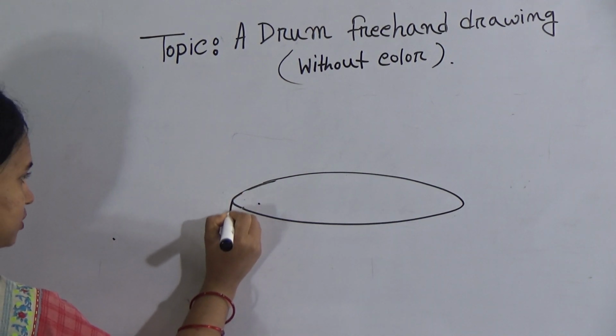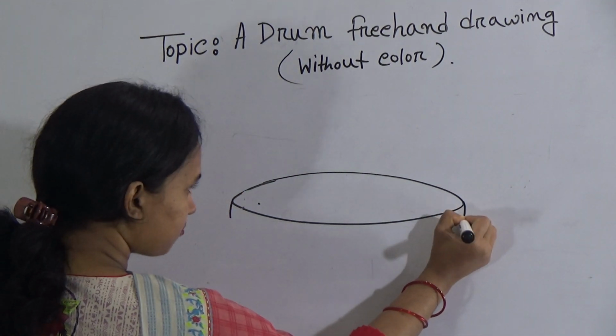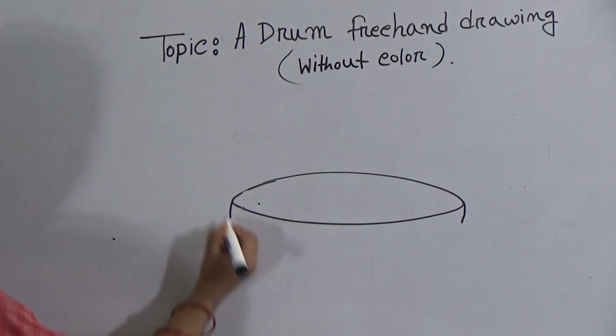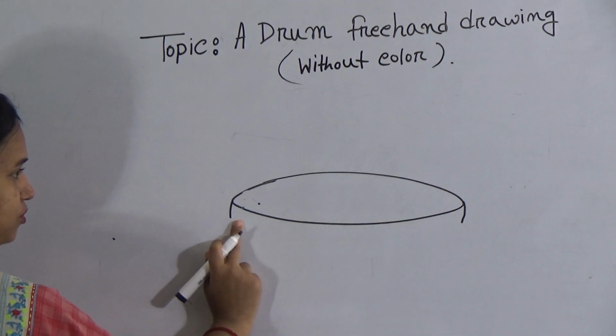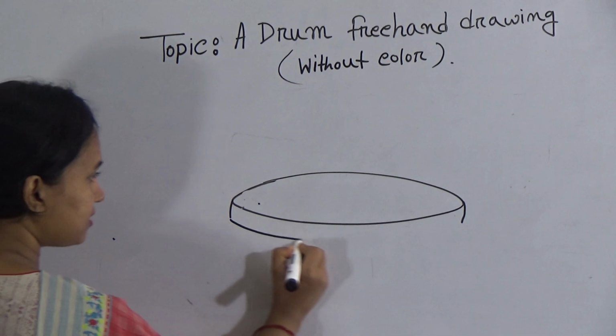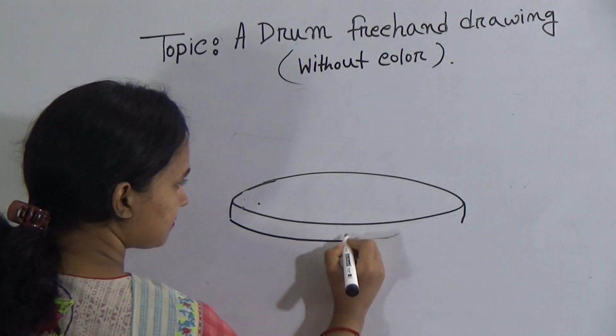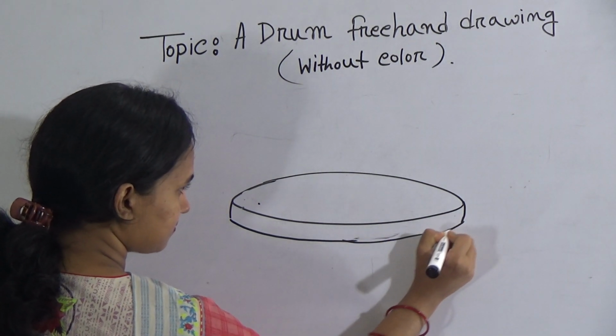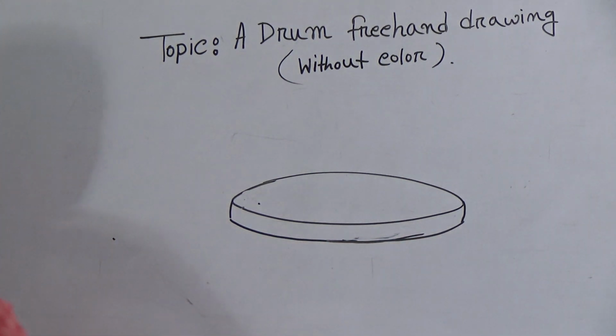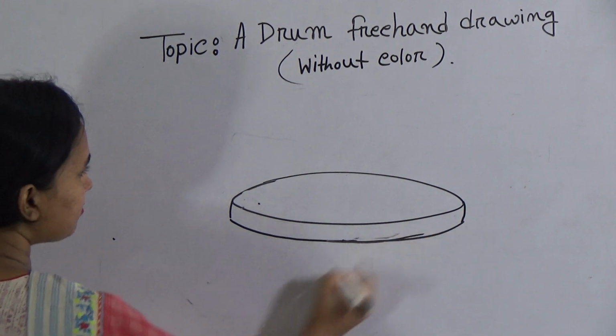After that, you give two lines from two corners. Look, I have drawn two lines from two corners. Then you will join this line like this. Okay? Then draw two straight lines from two corners.